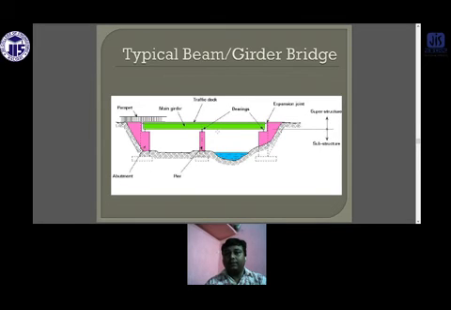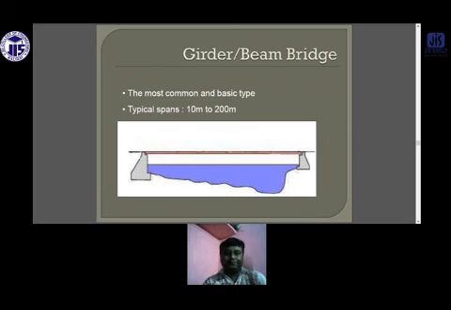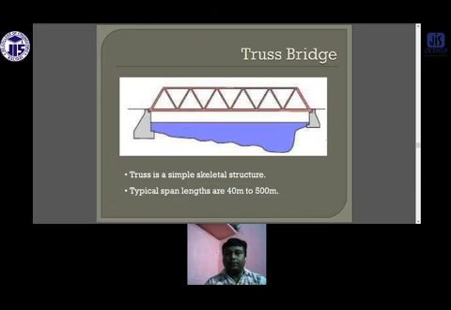This is a typical girder bridge or beam bridge. These are the various components of the beam bridges: the traffic deck, the main girder, the pier, abutment. You are now familiar with what is pier, what is pier cap, what is abutment, what is superstructure, what is substructure. Above the pier cap it is the superstructure, and below it is the substructure. The girder or beam bridge is the most common and basic type. It is for 10 meters to 200 meters.